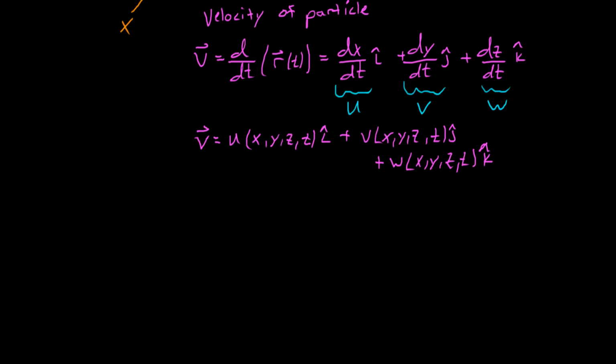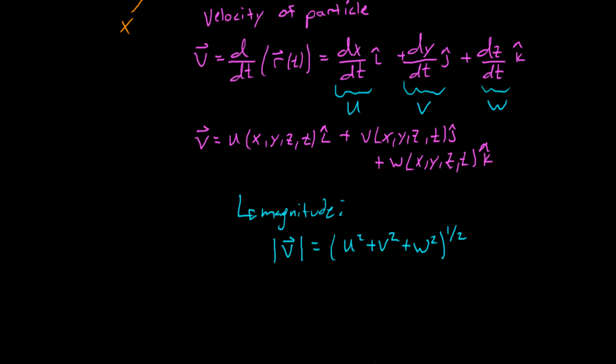Something we might like to talk about as we work with this is the magnitude of the velocity. Right, just how fast is it going? We can write that in vector notation as the magnitude of the velocity, which would be just the sum of the components square rooted: u squared plus v squared plus w squared, and you take the square root of all of that.